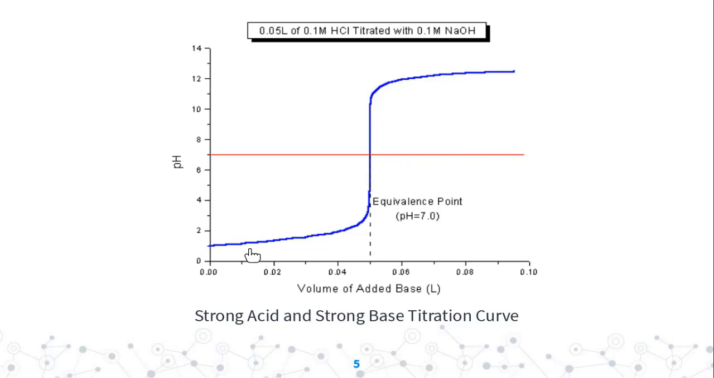Then as you add more and more base, the pH slowly gets higher until you hit right here, which is your equivalence point, where your moles of acid and your moles of base are the same, and you get a sharp jump up. Your pH will be 7, and then as you add more, the solution will be basic. So there are 3 regions to think about here: before the equivalence point, at the equivalence point, and after the equivalence point.